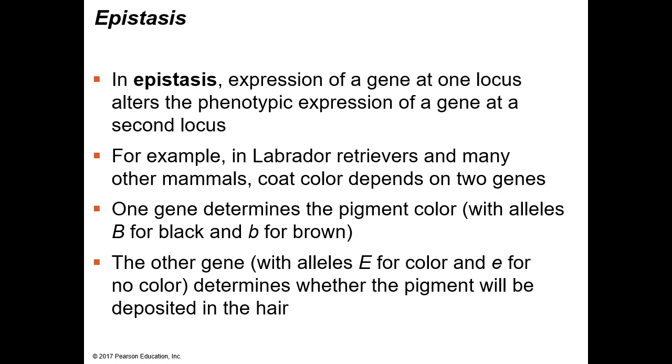For example, in Labrador retrievers and many other mammals, coat color depends on 2 genes. One gene determines the pigment color, with alleles big B for black and little b for brown. The other gene, with alleles big E for color and little e for no color, determines whether the pigment will be deposited in the hair.